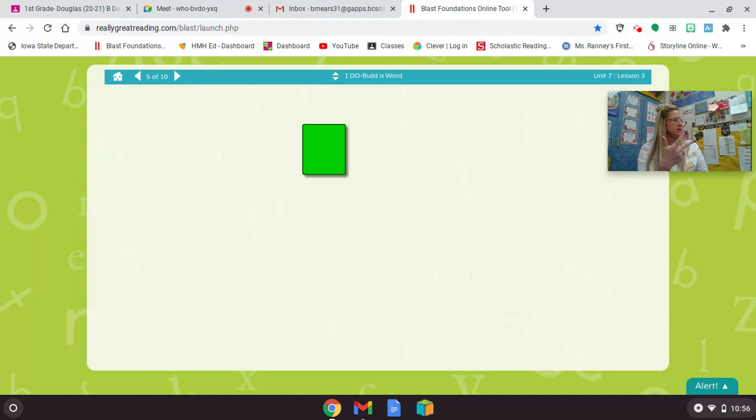Set. Okay, hold on. Cameron's not stretching the word. Let's stretch it together, Cameron. Ready? Set. Ariel, I see your fingers. Show me on the screen. How many sounds are in that word? Good. 3. So we are going to put up those 3 colored tiles.